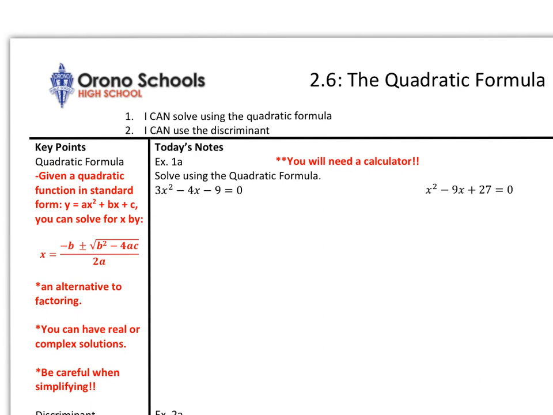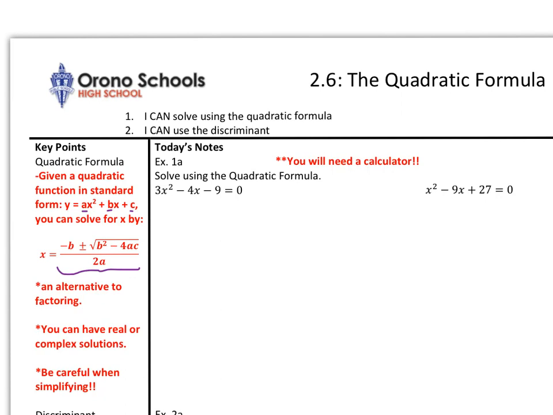The final lesson in topic 2b is called the quadratic formula. In this lesson, we'll still solve quadratic equations, but now with another option. The quadratic formula over on the left-hand side is defined using the quadratic function in standard form. When you're in standard form, remember the coefficients a, b, and c. Those coefficients will help you solve for x using this crazy big formula.